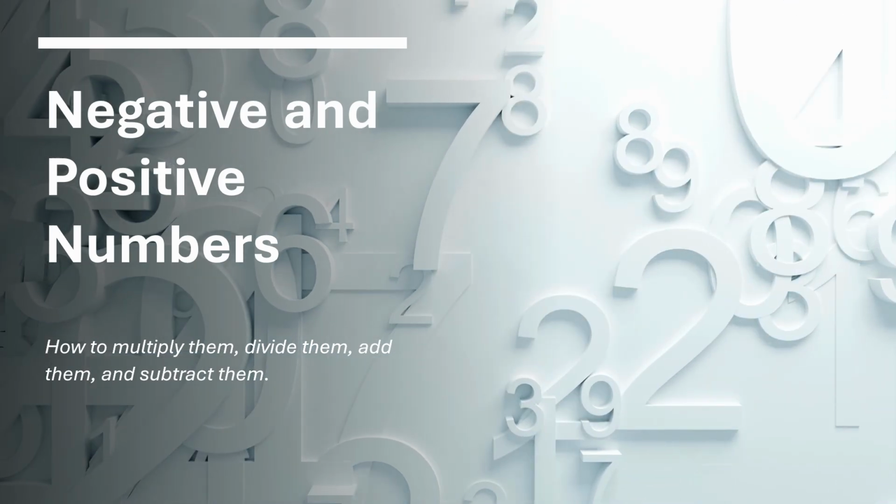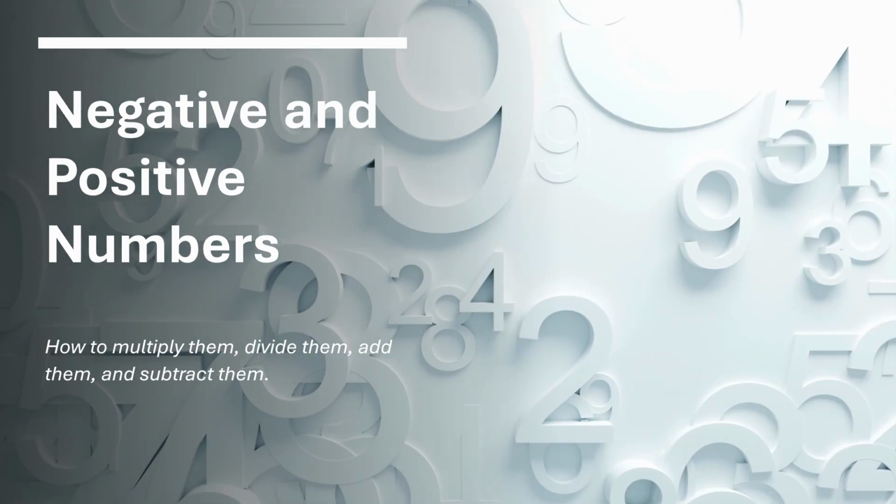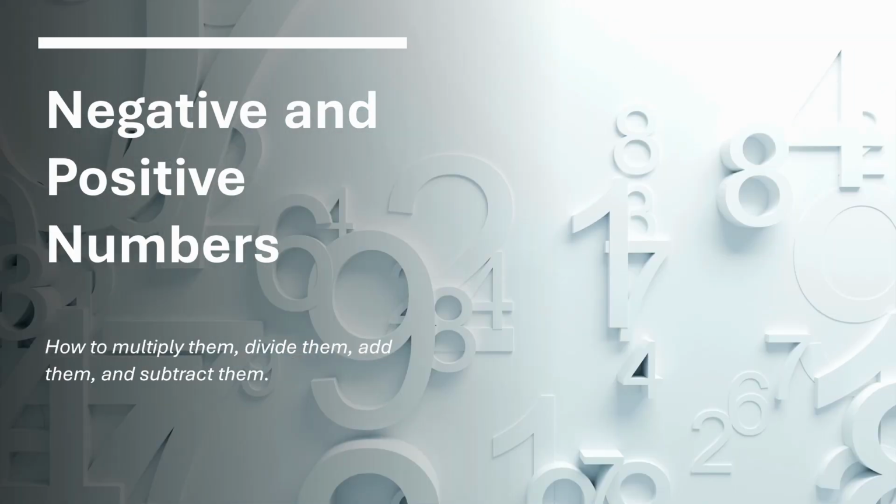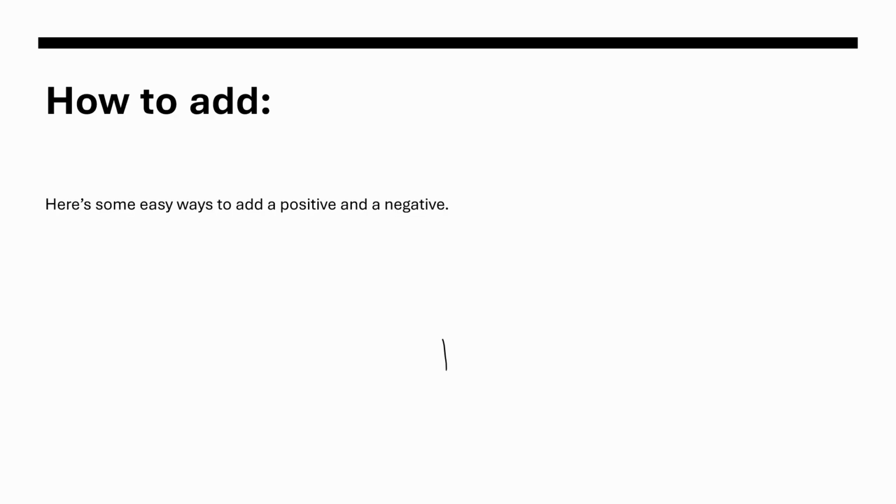Negative and positive numbers: how to multiply them, divide them, add them, and subtract them. How to add. Here are some easy ways to add a positive and a negative. Let's give one example before we give the other hacks.